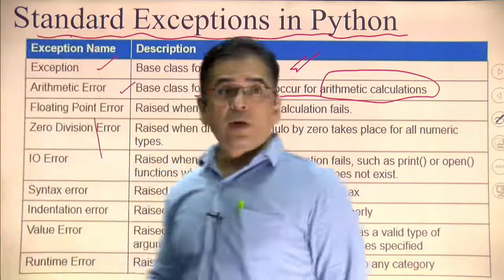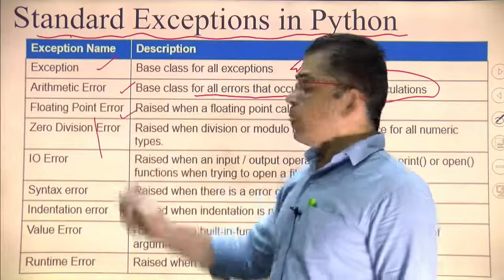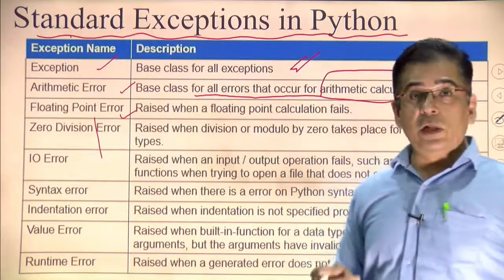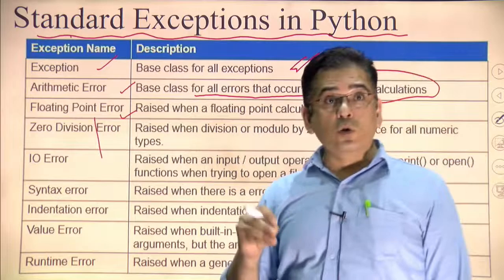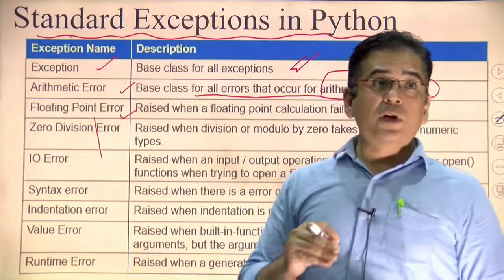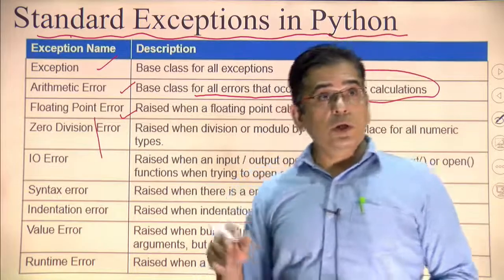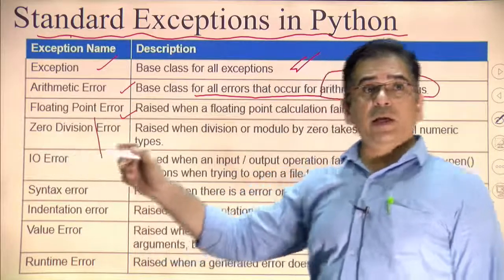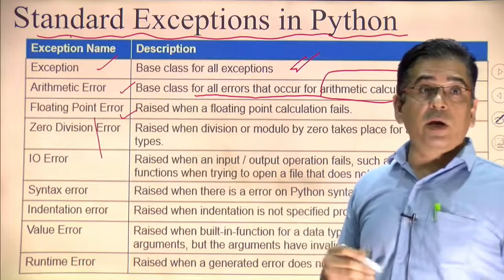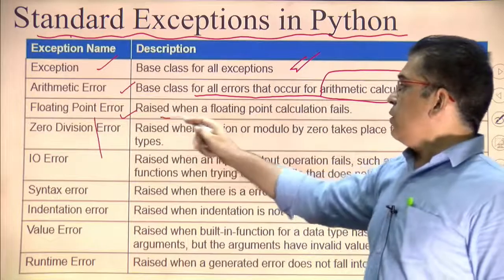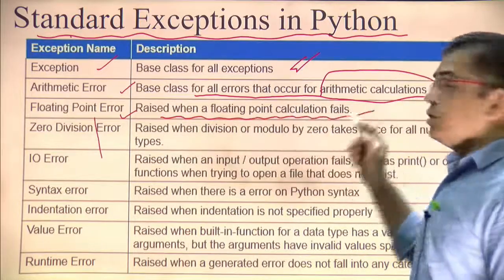So the third one is FloatingPointError. Floating point means any floating point calculation fails, like 3 by 2, that is 1.5, a decimal value after 0. So in that case, if my data type is not appropriate, a floating type calculation error may arise. So this FloatingPointError is raised when a floating point calculation fails.